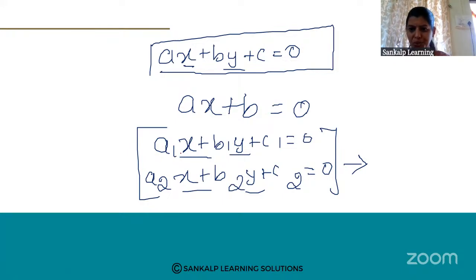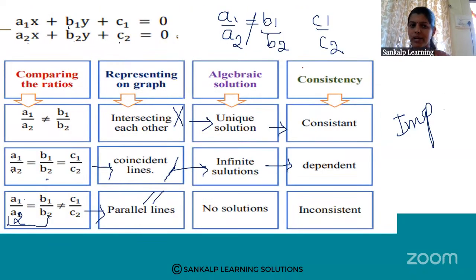Here we are using two variables, x and y, and a1, b1, c1, a2, b2, c2 are real numbers, right? And ax plus by plus c is equal to 0 is the general form for a linear equation in two variables, right? We also discussed some multiple choice questions, and this is very, very important.